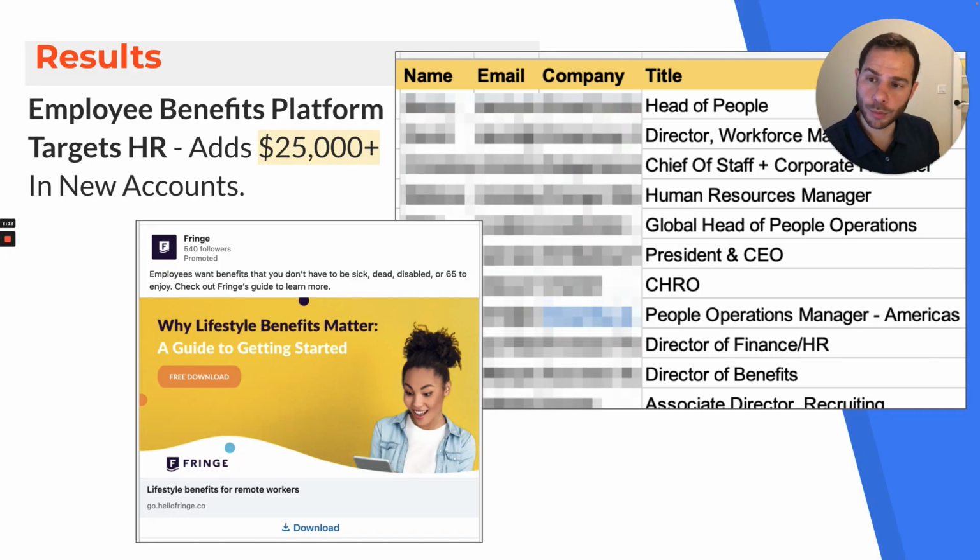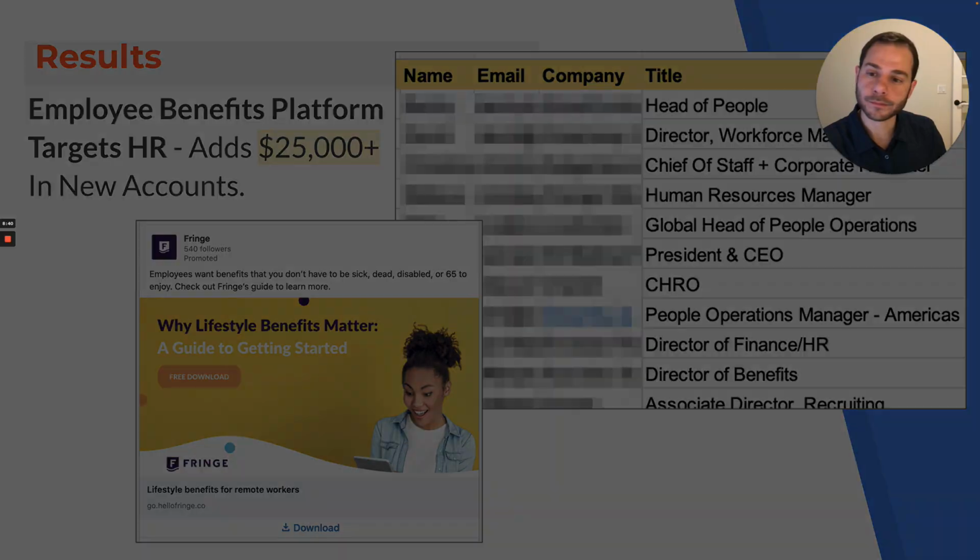Number 2 is an employee benefits platform that added $25K in new accounts in the first couple months. So in employee benefits, who's that HR person at a company who's managing benefits? There's skills and groups on LinkedIn for that, so we can target based on those options. And then this is an employee benefits platform that offers some cool new benefits that a lot of high tech or startup companies are looking for.